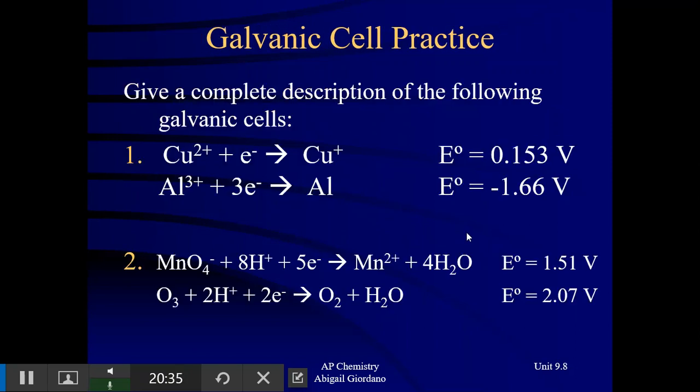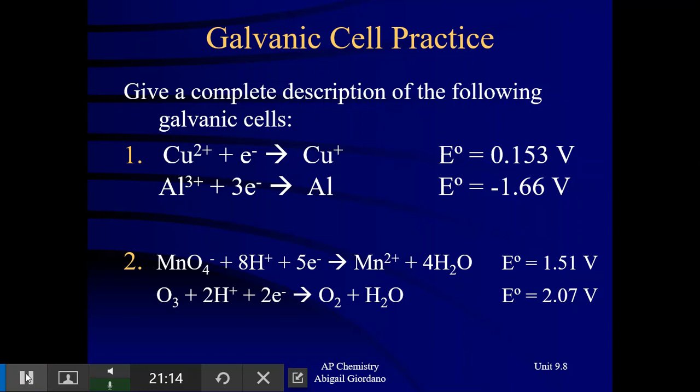So what I would like for you guys to do is to pause your video here. I've given you all the half reactions, so you don't actually even have to look them up in your table. But for each of these, I want you to come up with the balanced cell reaction, calculate the total cell potential, and since there is no drawing, you can't draw electron flow, but I do want you to identify which half reaction is the anode and which one is the cathode. All right, let's see how you did.